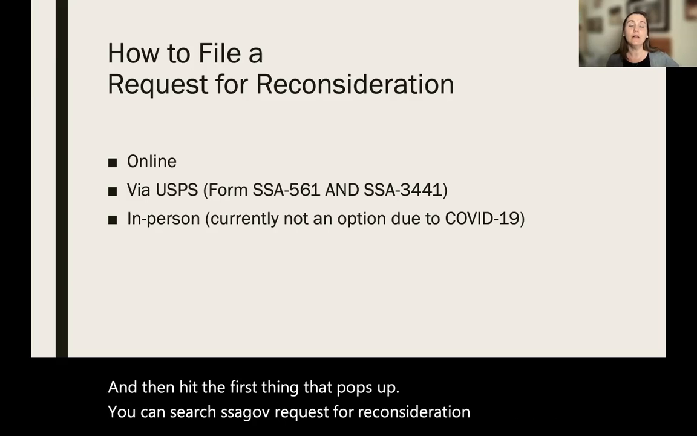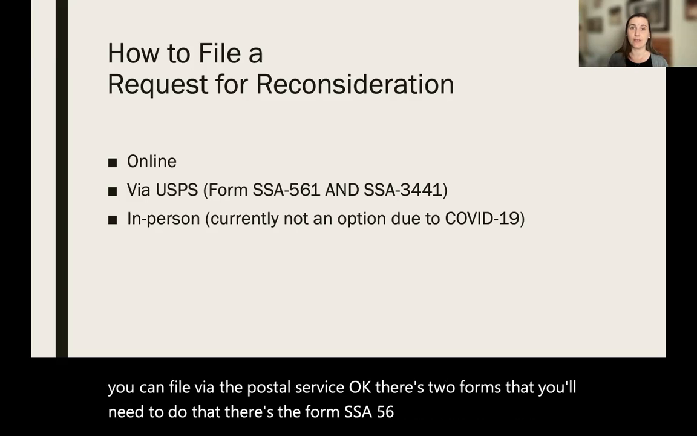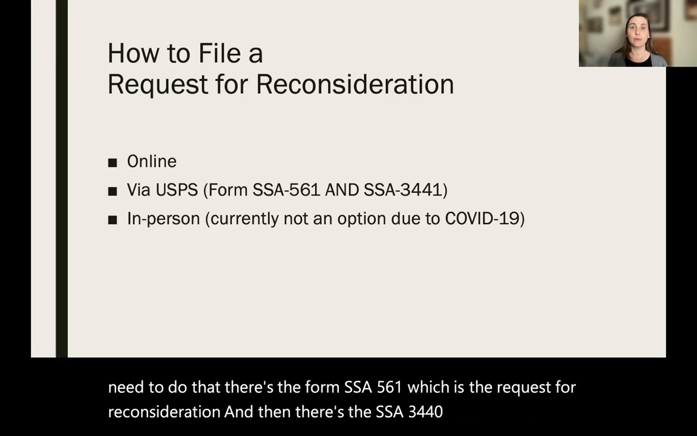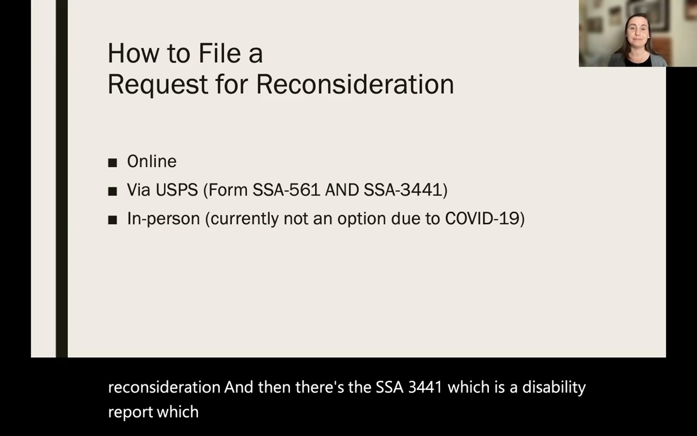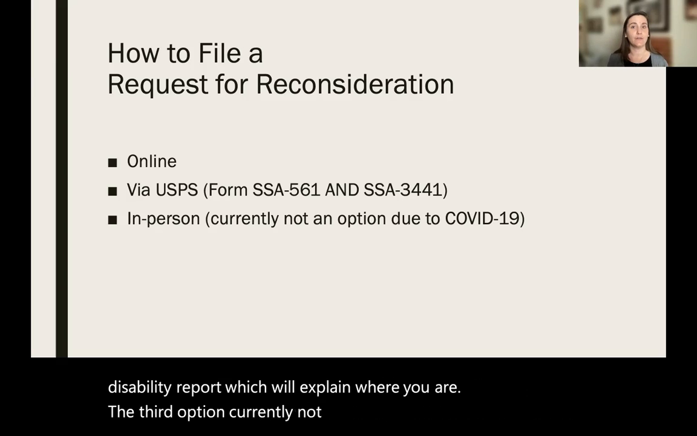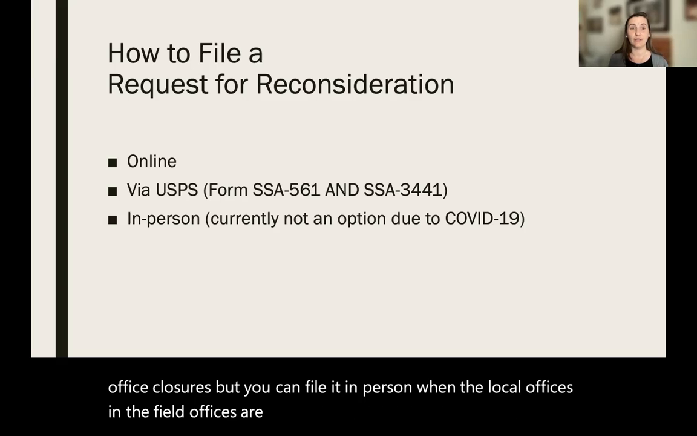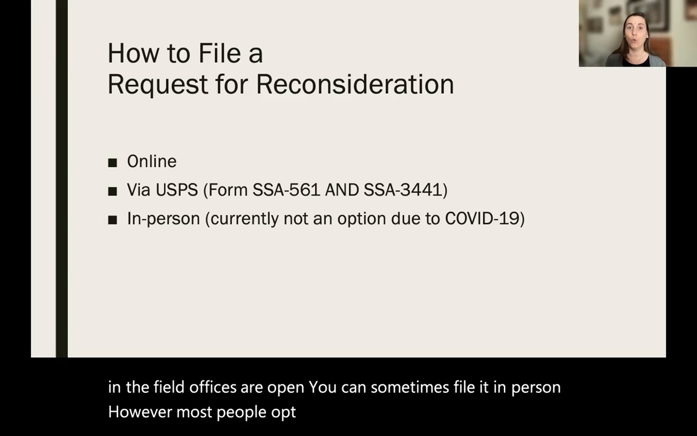Alternatively, you can file via the Postal Service, okay? There's 2 forms that you'll need to do that. There's the form SSA 561, which is the request for reconsideration. And then there's the SSA 3441, which is a disability report, which will explain where you are. The third option, currently not an option due to COVID-19 and the office closures, but you can file it in person. When the local offices and the field offices are open, you can sometimes file it in person. However, most people opt to file online or via those written papers or with an attorney.